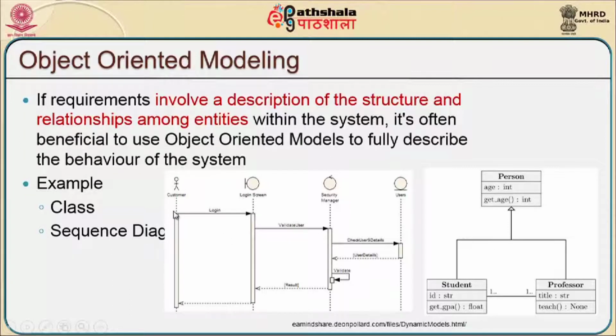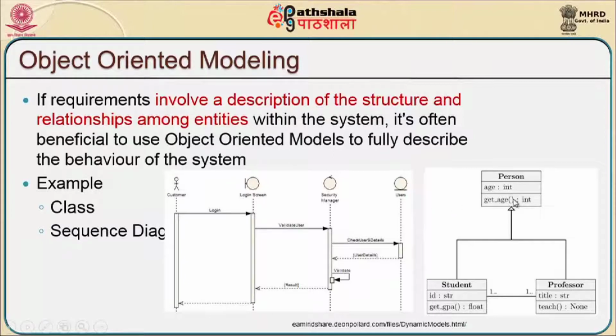As far as the sequence diagram is concerned, as a customer I log in, it gets on to the login screen, I validate the user which checks with the security manager, I check user details which checks actually for the user, then the user details are being validated, and the result is being produced to the customer. So this is how the process has been executed, so I draw a sequence for this.